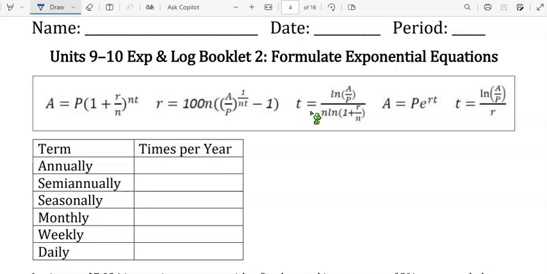Annually means 1 time per year. Semi-annually is twice a year. Seasonally is 4 times a year. Monthly would be 12 times a year. Weekly, 52 times a year. And then daily, 365 times a year.